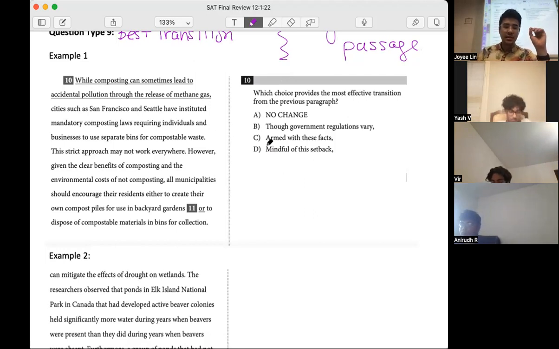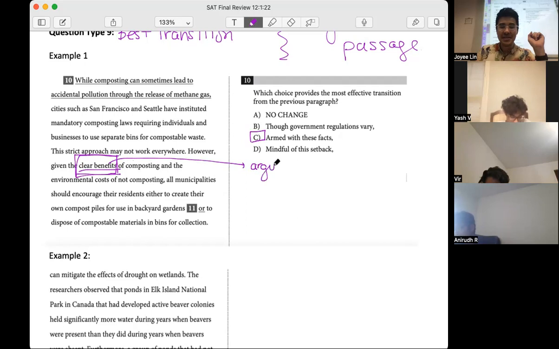They mentioned given the clear benefits. Clear benefits should be an argumentative essay. Benefits are opinions, right? So this is an argumentative or persuasive essay. And if you have an argumentative or persuasive essay on your test, you want to use argumentative or persuasive language, right? So benefits or drawbacks, pros, cons, those types of language.